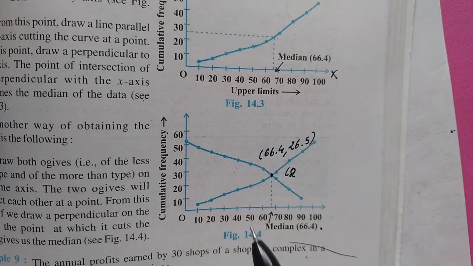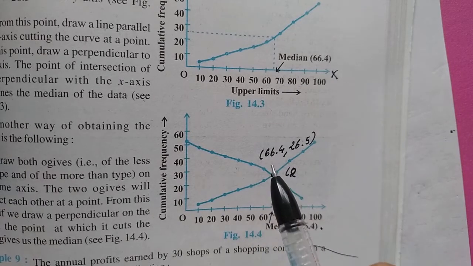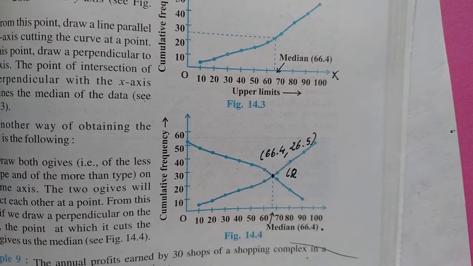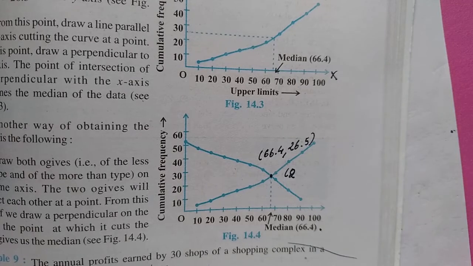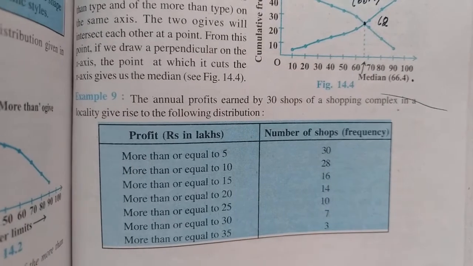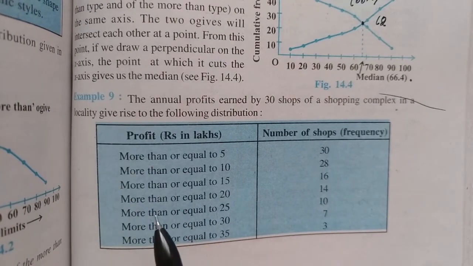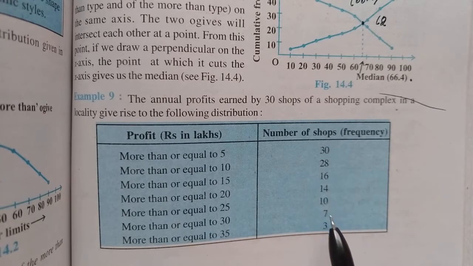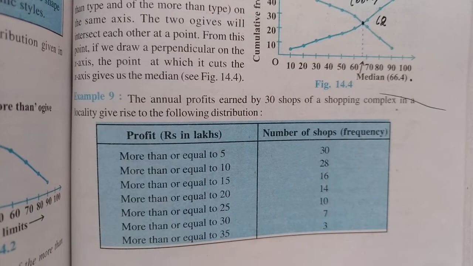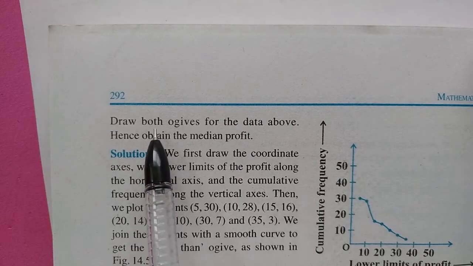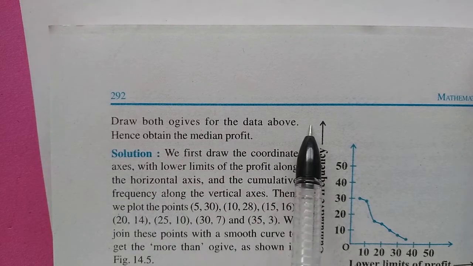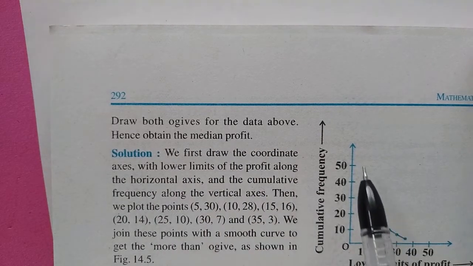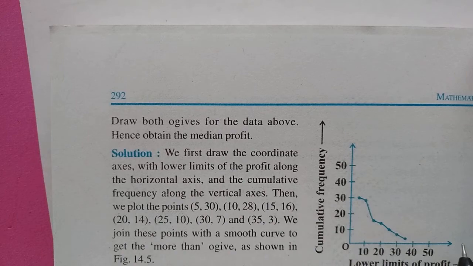Sorry children. So in this way, children, we have obtained this. Okay children, now we have the exercise. Before the exercise we have example 9, children. So here more than type is given, number of shops is given, frequency is given, and it is asked to draw the ogives for this data and obtain the median. So now, children, this is the graph for this.